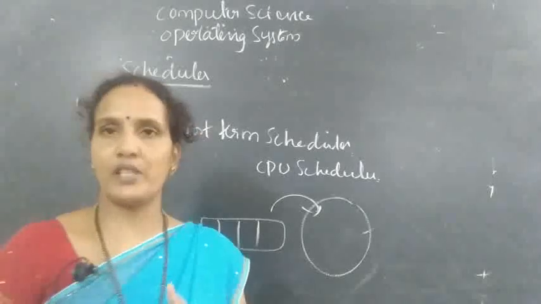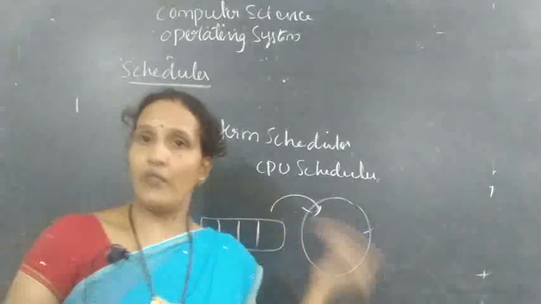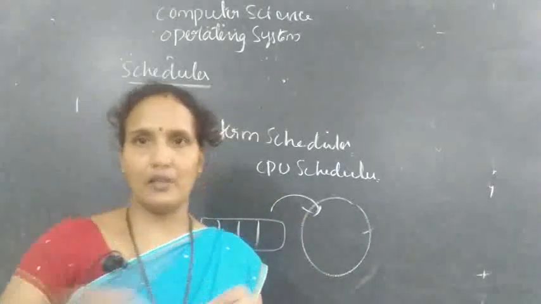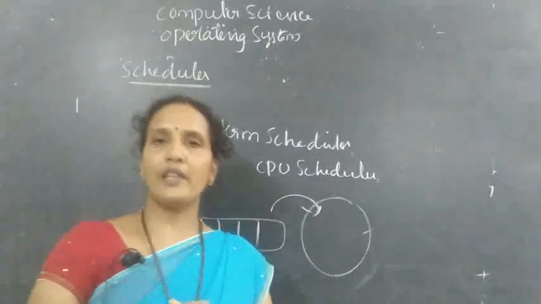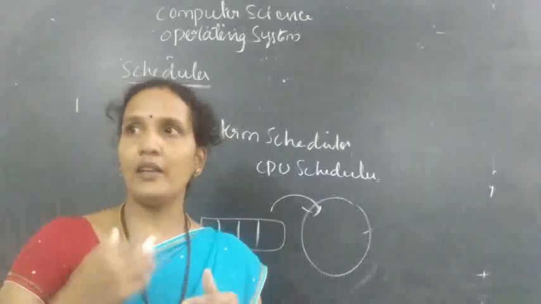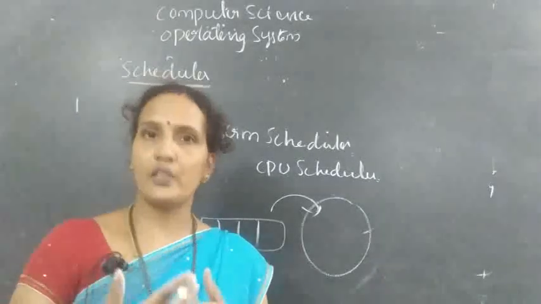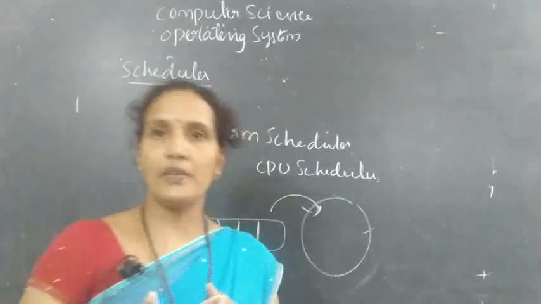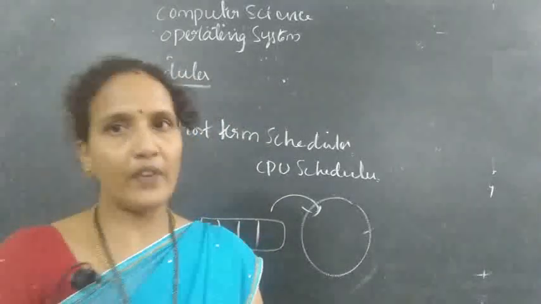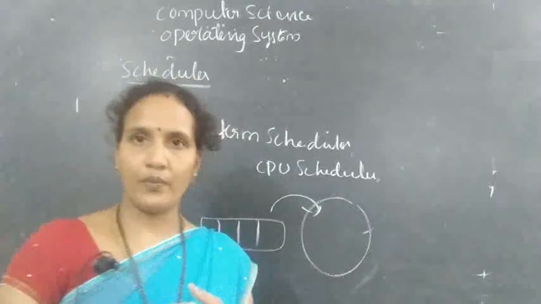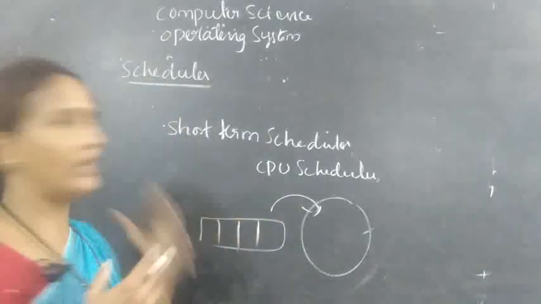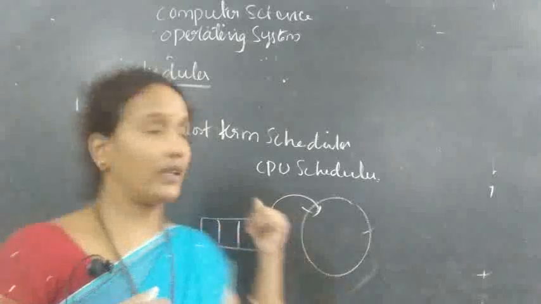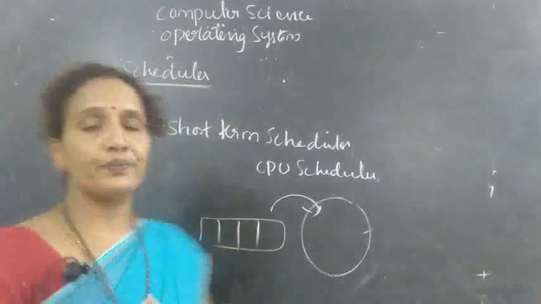It means which one should be executed first and which one should wait for the CPU. You should have a sequence. That is nothing but process scheduling. For each and every process, when it is executing and when it is waiting for the CPU, the operating system maintains different queues for different processes. The first one is the job queue. The second one is the ready queue. The third one is the device queue. Already I've explained this.